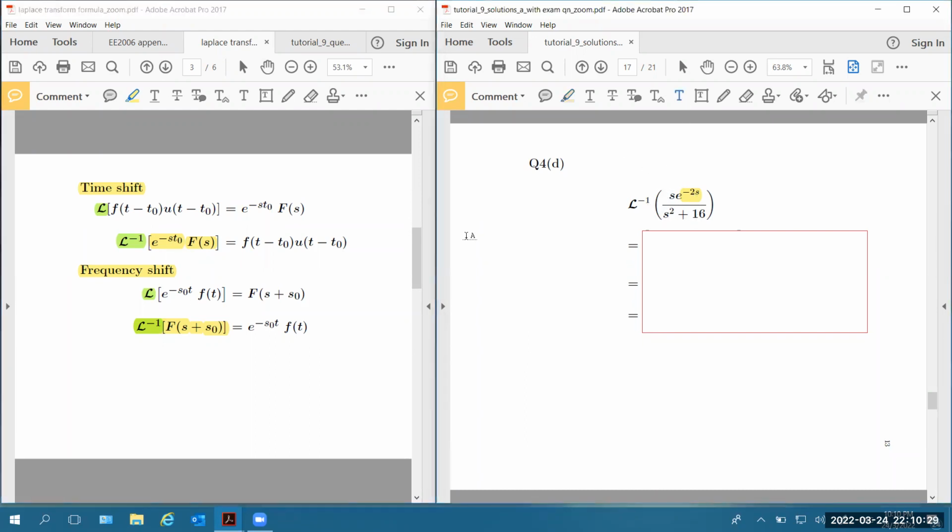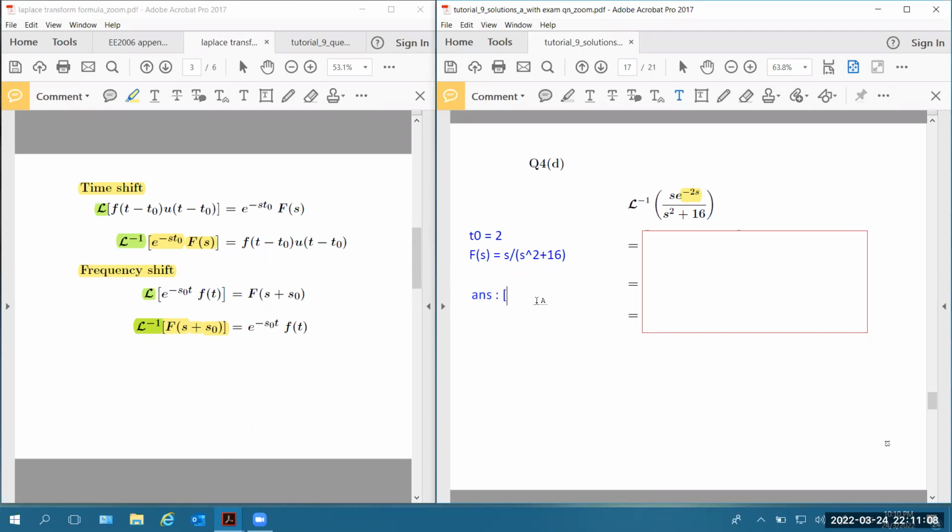Okay, so from here you can see that your t naught is what? And your F(s) is s over s squared plus 16. Is it okay? All right, your t naught is 2. Yeah, so it's like that. Okay, so once you can see this, then you can write down your answer. So your answer actually is f(t minus t naught) u(t minus t naught).